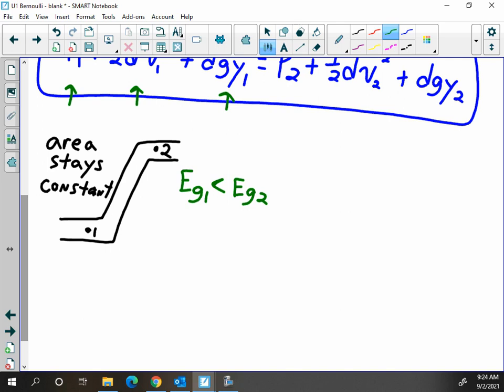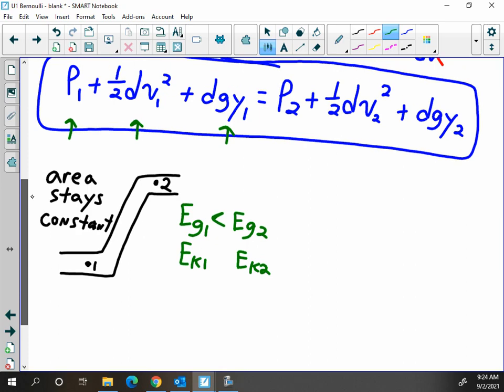Okay, now a little bit harder question is what about the EK at the 2 positions? How do you think that might compare? The same. Why? Well, the reasoning is really this. Okay, and we'll get to pressure in a second. So the area stays constant. Continuity, which can't be broken, says that if the area is constant, the velocity is constant. If the velocity is constant, the kinetic energy is constant. So kinetic energy is not changing.